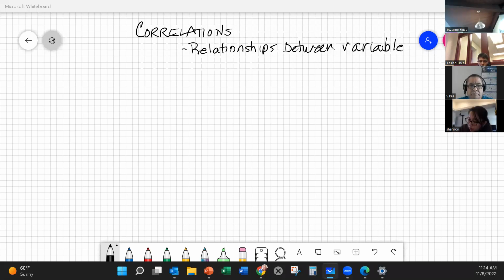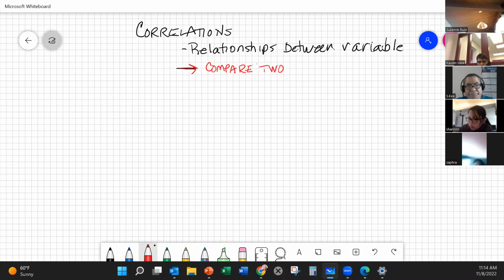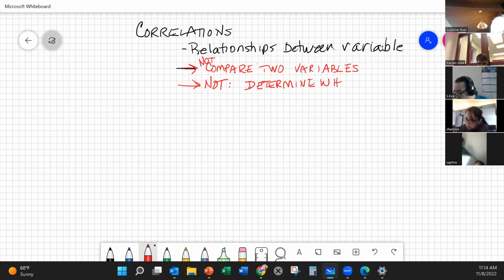Now, let me draw a red arrow here. We can't use correlations to compare two variables. If we're comparing a variable between two groups, then we'd be looking at a t-test or something like that. And we can't use correlations to determine whether one thing causes another, that A causes B. So we can only use it to look for a relationship, to see if they have anything to do with each other. And typically for correlations, we use continuous variables.